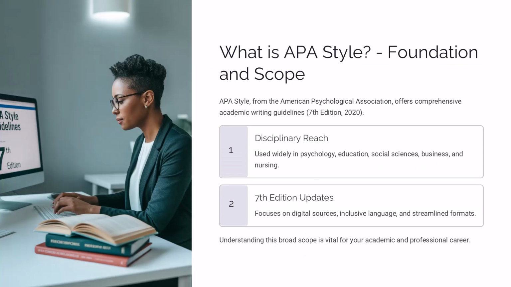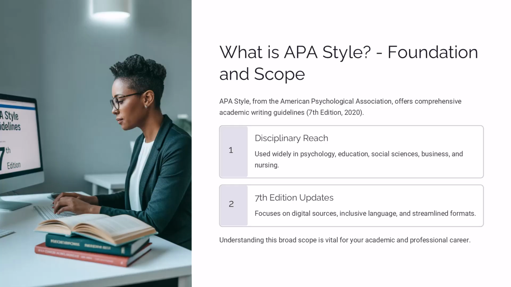What is APA style? Foundation and scope. Now let's explore the fundamental question. What exactly is APA style? APA style is a comprehensive set of guidelines for academic writing, developed and maintained by the American Psychological Association. While the name suggests a focus on psychology, APA style has become the standard for scholarly communication across numerous disciplines, including education, social sciences, business, nursing, and many other fields.